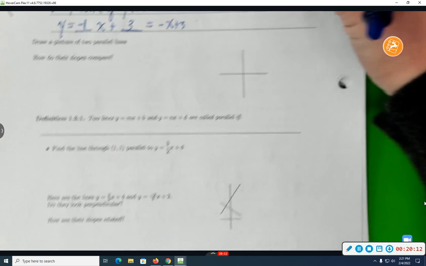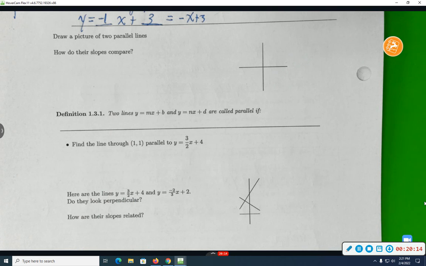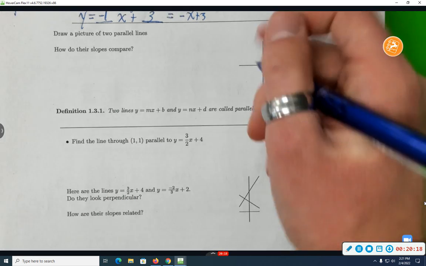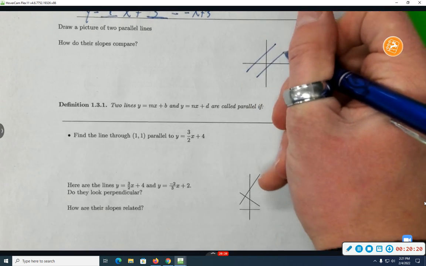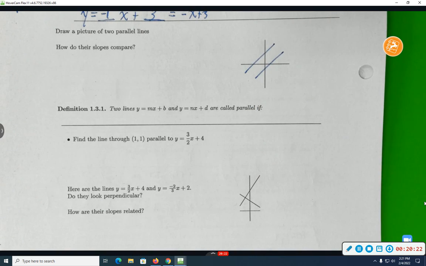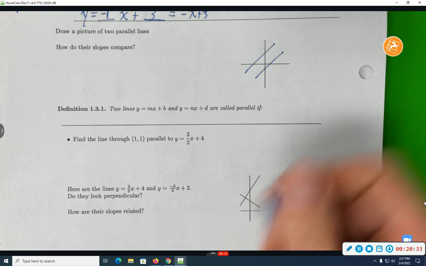So the last two things that I want to hit are the notions of parallel and perpendicular lines. And so what is a parallel line? Well, two parallel lines are two lines that never cross each other, something like that. What can you tell me about the slopes of those two lines? How do they look like they compare? Yeah. Well, if it's parallel, doesn't that mean the slopes are the same? Yeah.